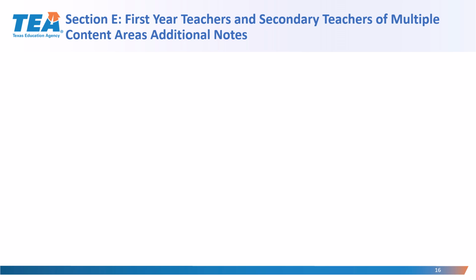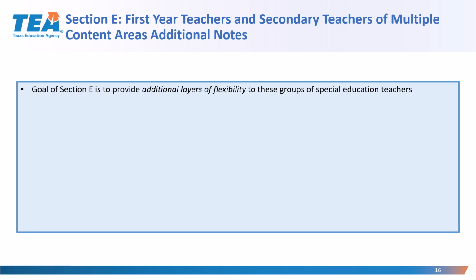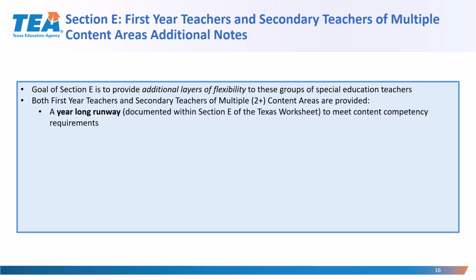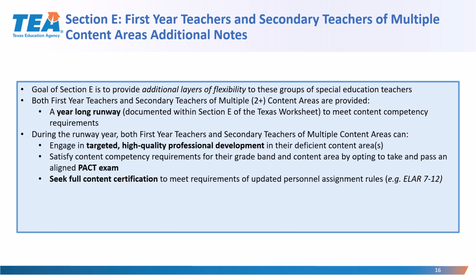Additional notes for Section E for first-year teachers and secondary teachers of multiple content areas only. The goal of Section E is to provide additional layers of flexibility to these groups of special education teachers. Both first-year teachers and secondary teachers of multiple, 2 or more content areas are provided a year-long runway, which is documented within Section E of the Texas Worksheet, to meet content competency requirements.